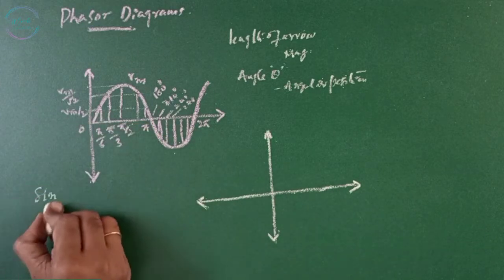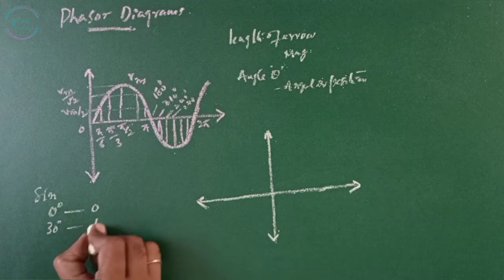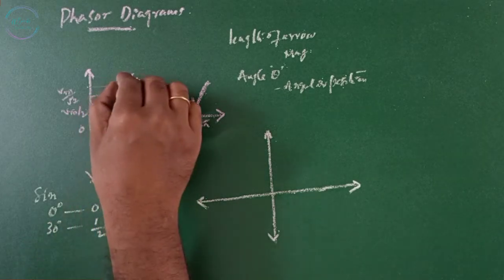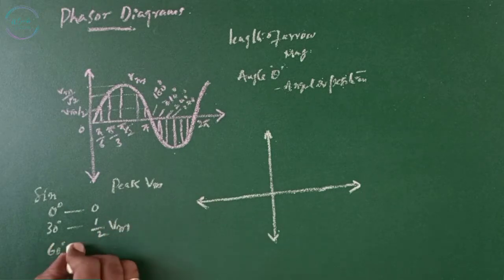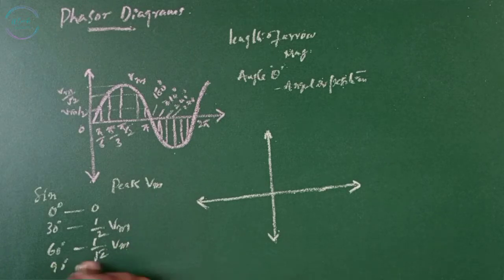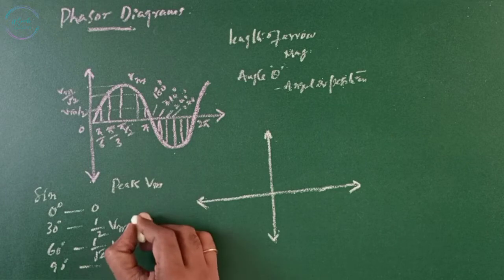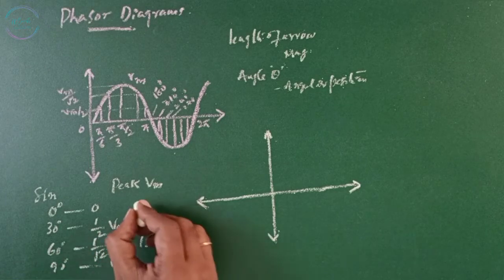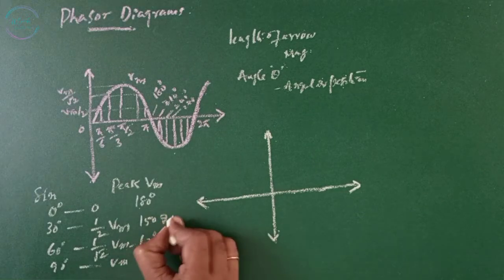So sine at 0 degrees it is 0. At 30 degrees it's half of the wave. If this peak is Vm, half of Vm. At 60 degrees it's 1 by root 2 times Vm. At 90 degrees it's Vm. At 120, Vm by root 2. At 150, half of the Vm. At 180 it's 0. At 210, negative half.